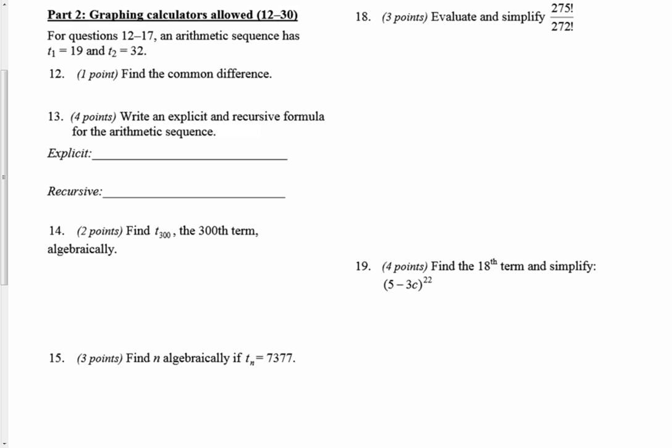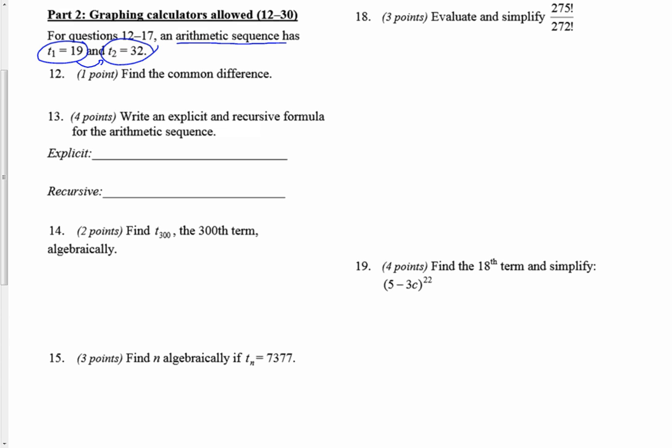For questions 12 through 17, we have an arithmetic sequence where t sub 1, the first term, is 19, and t sub 2, the second term, is 32. It asks us in question number 12 to find the common difference. The common difference is what you add from one term to get to the next.